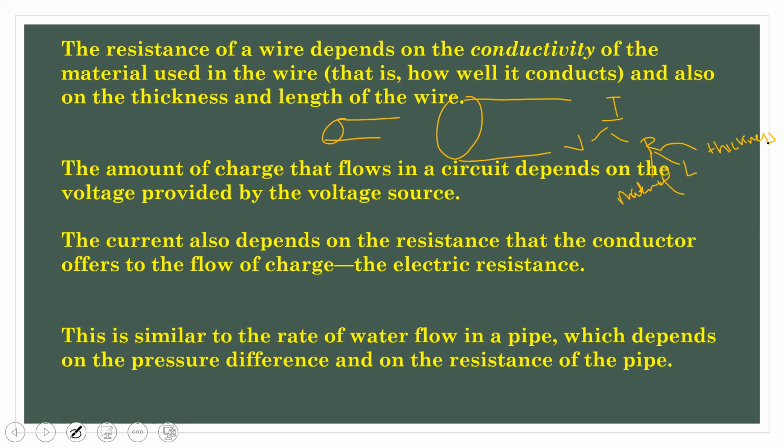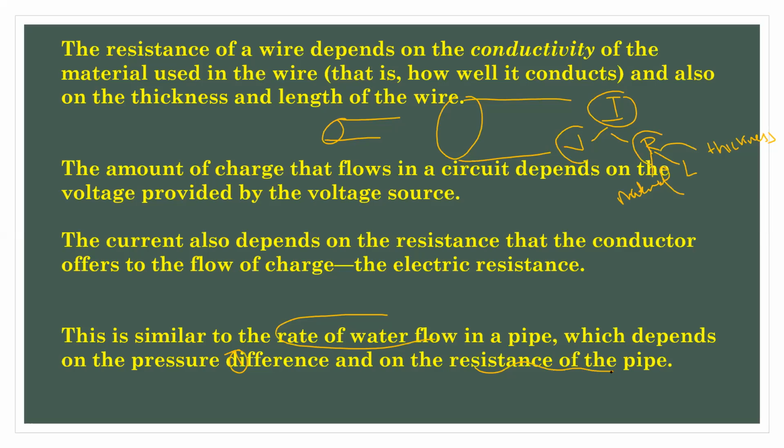This is similar to the rate of water flow in a pipe. The rate of water flow depends on the pressure difference and the resistance of the pipe. As we said here, the flow of charge depends on the voltage and on the resistance. Also, the rate of water flow depends on the pressure difference, which is the same as the voltage, and the resistance of the pipe. So the flow of charge depends on the potential difference between these two points, and also on the resistance of the pipe.